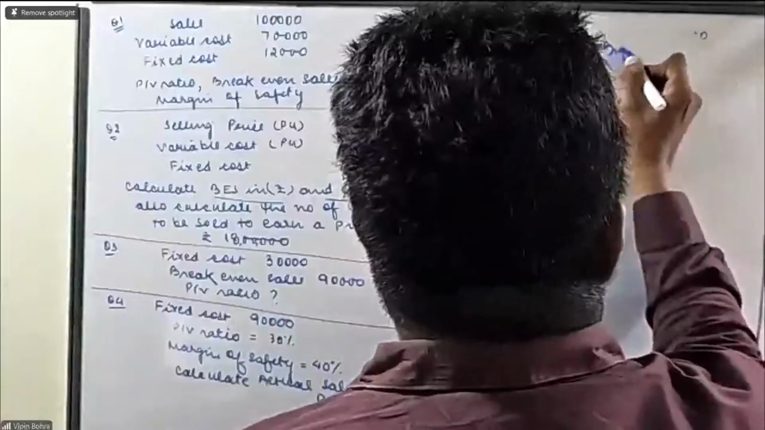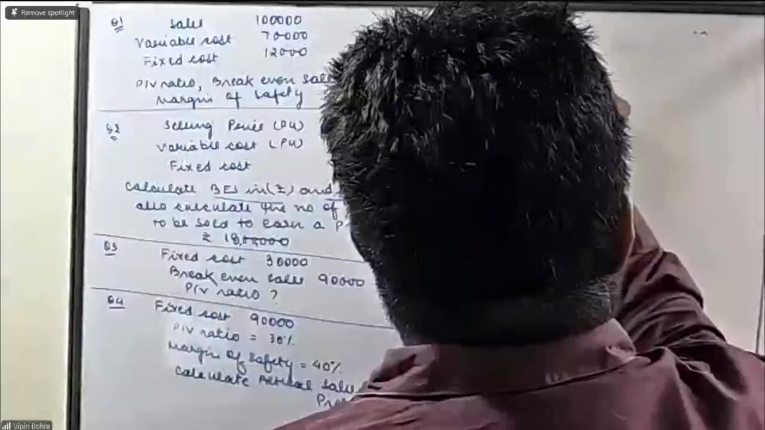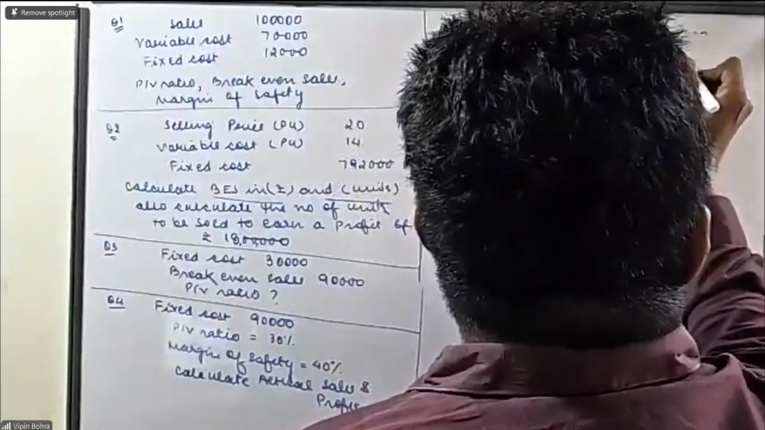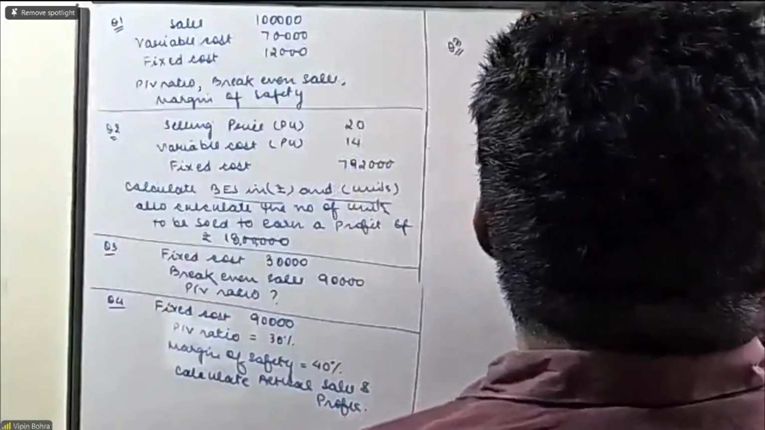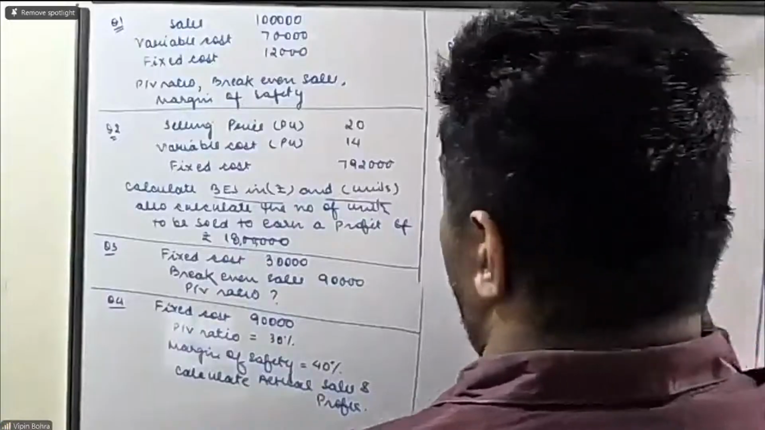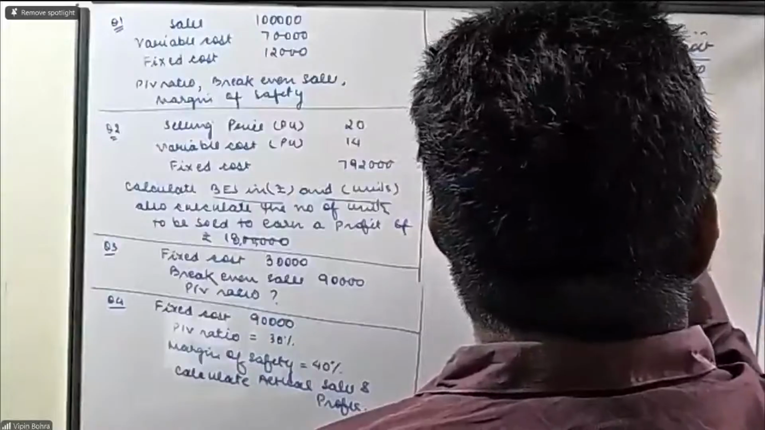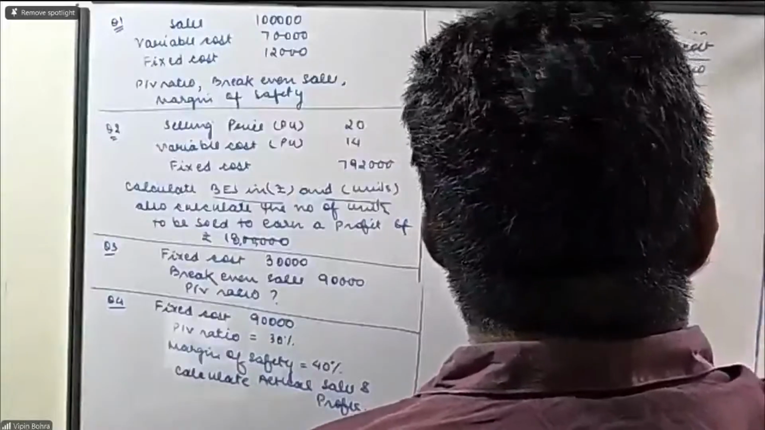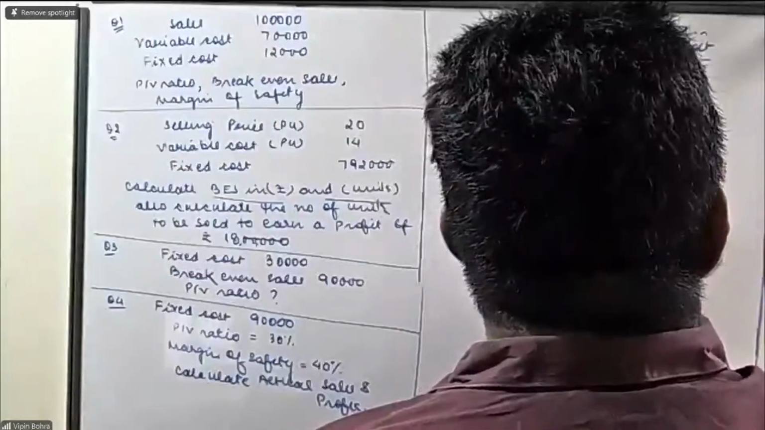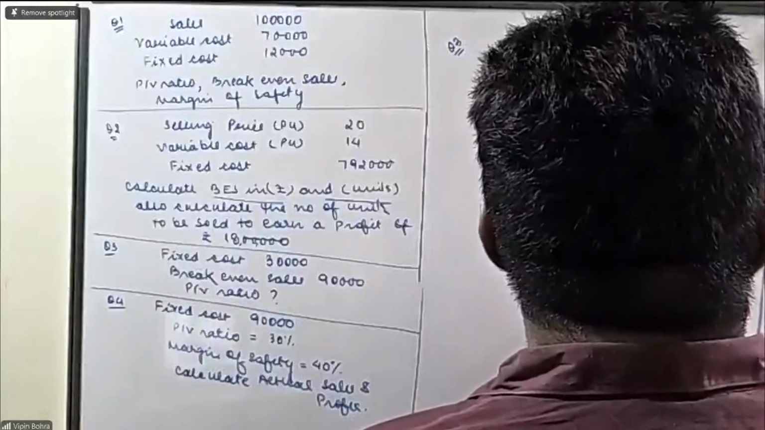So when talking about break-even sales, it is fixed cost divided by PV ratio. So my break-even sales is 90,000, fixed cost is 30,000, divided by PV ratio. So PV ratio will be 30 divided by 90 into 100. So this will be 33.33%.